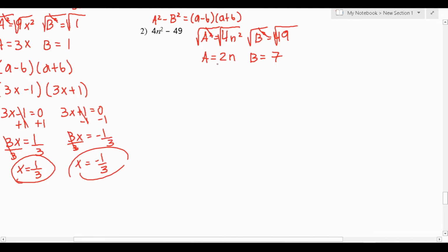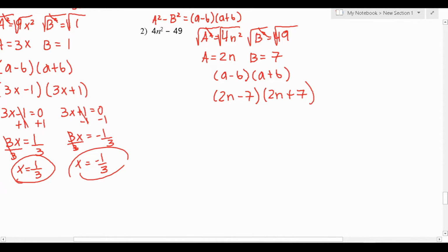Now we have a and b, which we can plug into a minus b, a plus b. Again, a is 2n, so this becomes 2n minus b, which is 7. Again, a is 2n, so we'll plug that in for a, plus b, b is 7. And just like that, by factoring the difference of these squares, we were able to solve this one.